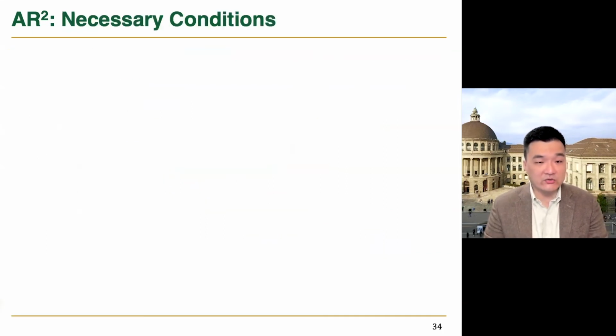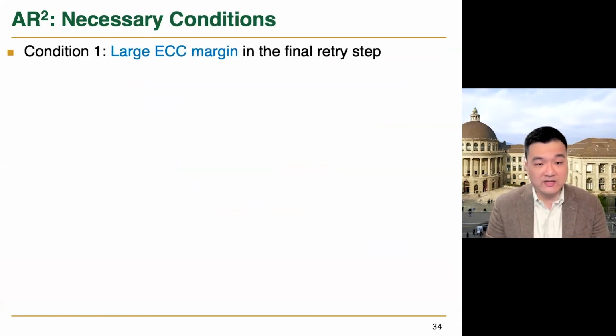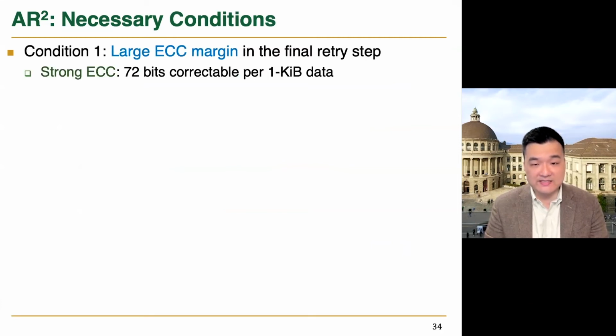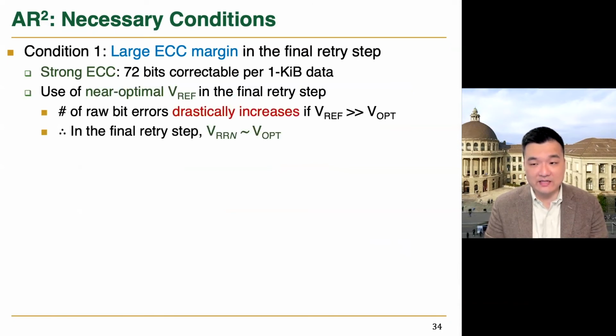So AR scale would be feasible under two conditions. First, there should be a large ECC margin in the final retry step. We expect that this is the case since modern SSDs commonly use a strong ECC, and in the final retry step, the read reference voltage values should be quite close to the optimal values, because otherwise the number of raw bit errors cannot be sufficiently reduced, as it drastically increases if we use far-from-optimal read reference voltage values.